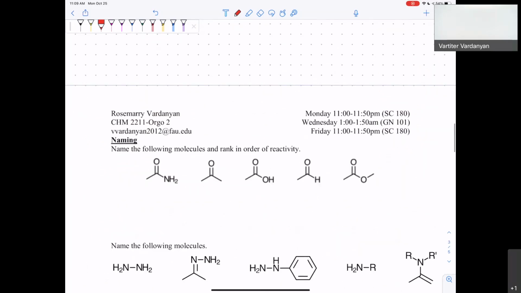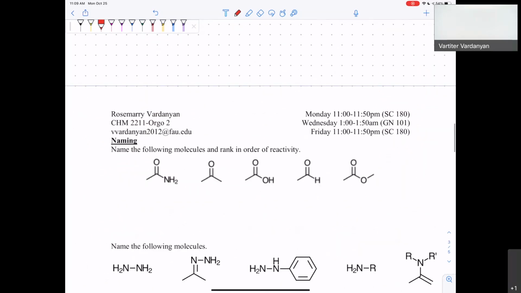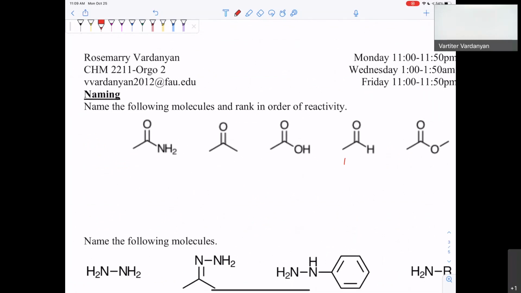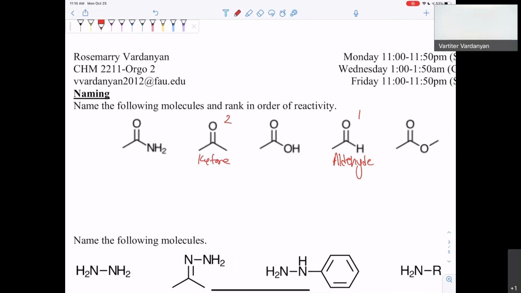No, we don't. Yes, we do. We're going to talk about that next time because I want to go over reactions. Actually, we're here. So we said the aldehyde was first, and then number 2 was the ketone, and then we basically said that the other 3 are approximately the same. I already named them before, but do you guys want me to write the name underneath?